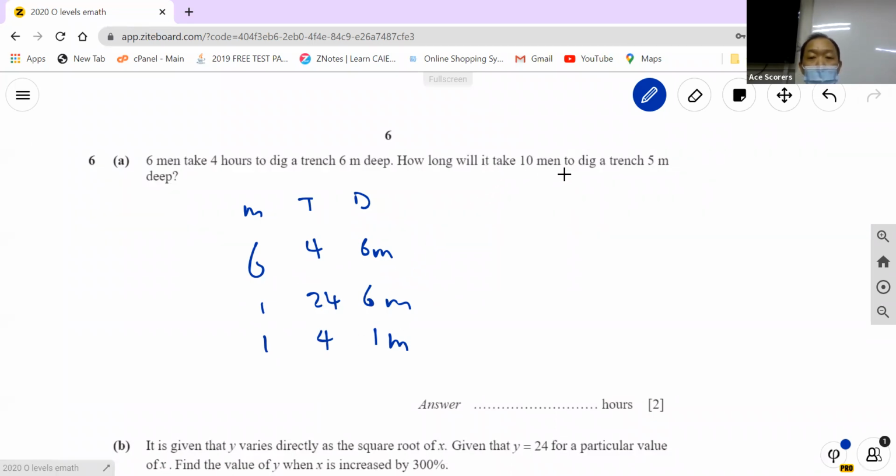Okay, now I have 10 men to dig a trench 5 meters. Okay, let's see, 5 meters. If this is 5 meters, I will need 20 hours. So now instead of 1, I have 10. So I times 10. So here divide by 10, so 2. Alright, how long will it take? The time is 2. Yeah, you're correct. Next.